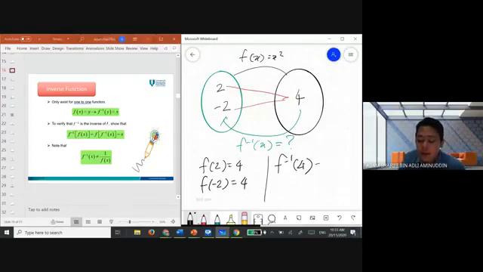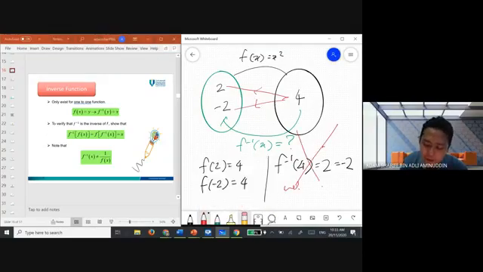You will get 2 and at the same time negative 2. So this is wrong, something wrong, because a function cannot give two values. Now if you reverse the direction, it becomes two values. So this is not a function at all.